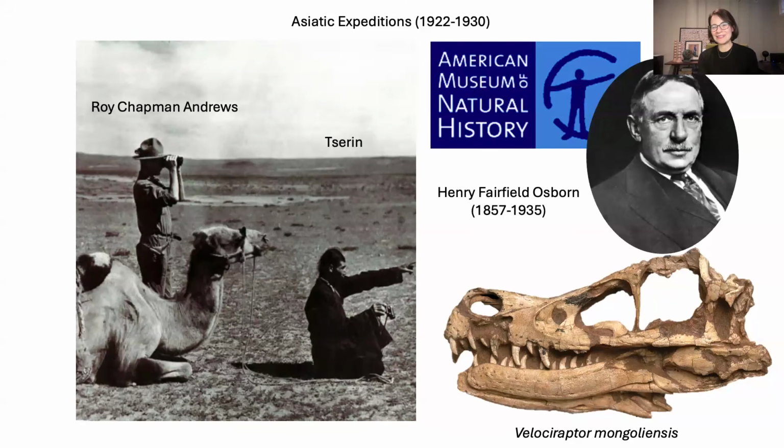Now, American museums started going out to the Gobi, many of you may know this already, in the 1920s. Henry Fairfield Osborn actually thought that there would be early humans in the Gobi. He was wrong, but he sent Roy Chapman Andrews out there to look for early humans. He didn't find any humans, but he did find really amazing dinosaur fossils. In fact, some of the most iconic fossils came from these expeditions. Velociraptor was found by Roy Chapman Andrews on these expeditions.